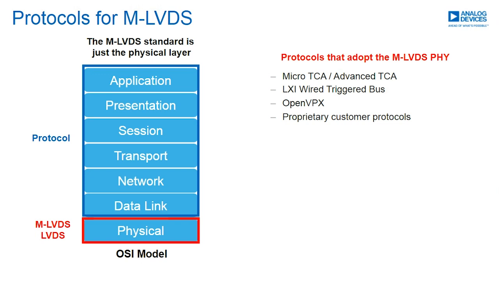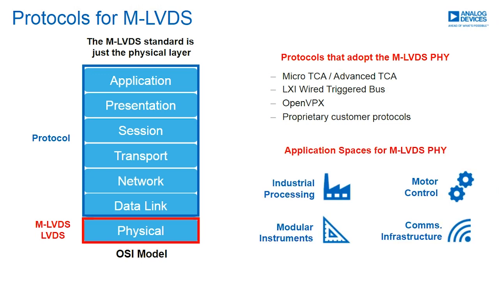M-LVDS is seen across various applications, but in particular it's found in backplane or clock distribution systems, in industrial process control, motor control, instrumentation, and communications infrastructure.